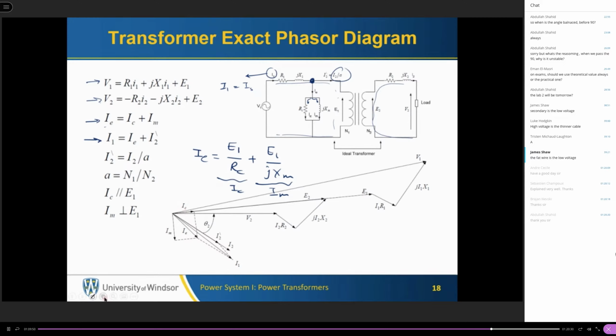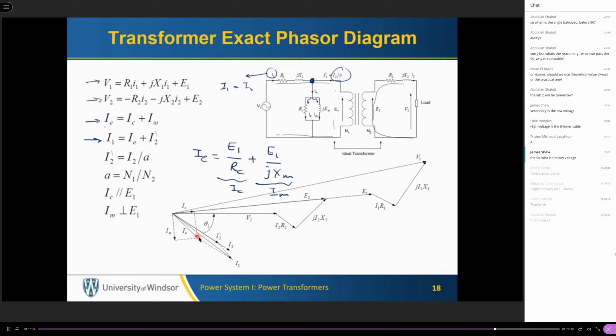IC, this IC, let me use the laser pointer again. So IC is E1 divided by RC, so it should be in the same direction as E1. RC here doesn't change the angle of E1, so IC should be in the direction of E1. IM should be lagging E1 by 90 degrees. That is why you see IM here. The vector summation of IC and IM gives us IE.